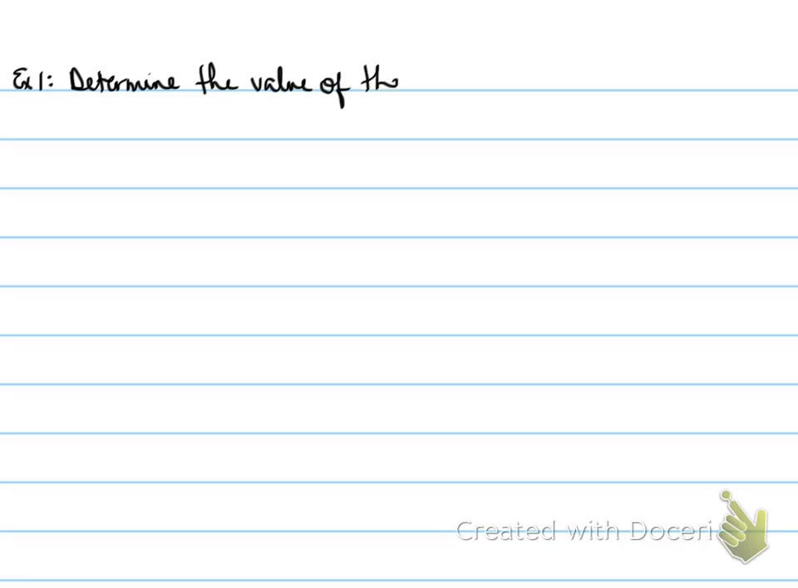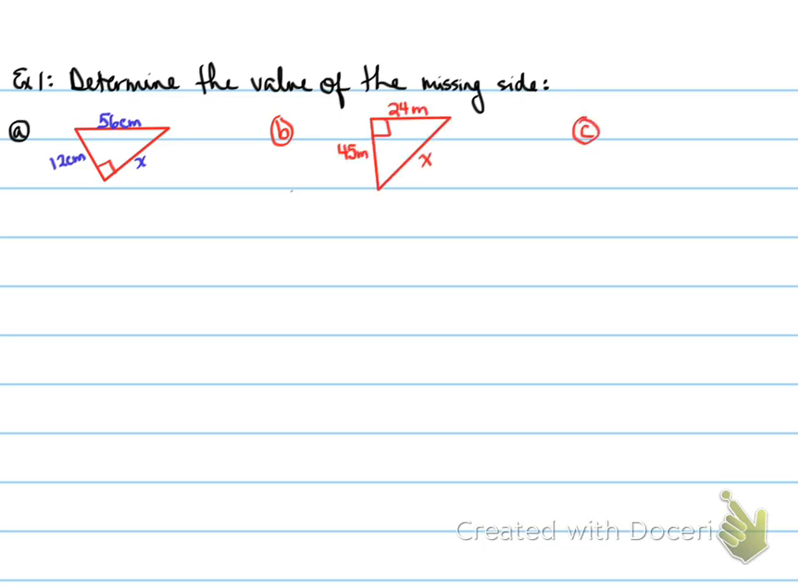For example, example 1, you're asked to determine the value of the missing side. So we have some examples here of different triangles, and we need to solve for the indicated side, the missing side. So how do we do that? Well, looking at the first triangle, you have to identify where the hypotenuse is. So look for the right angle. The right angle points to the hypotenuse, and that's right, folks. 56 is your hypotenuse. So we circle that. So we know that one has to be left alone.